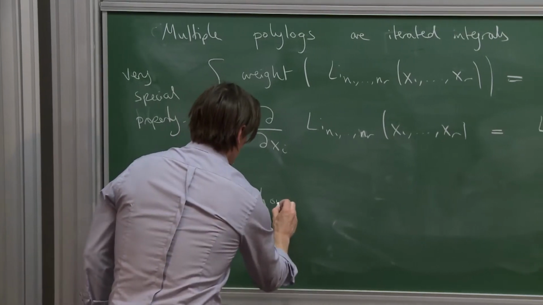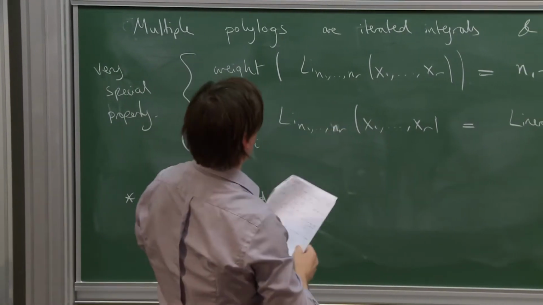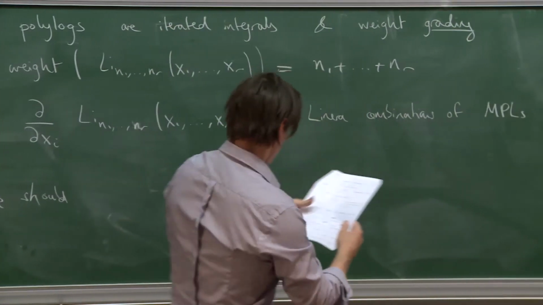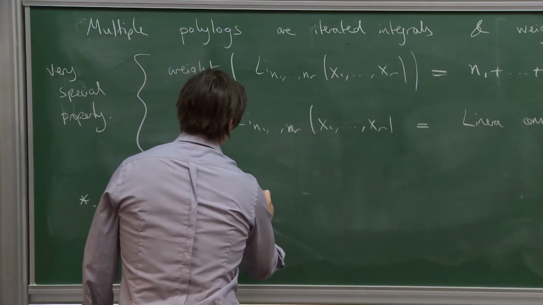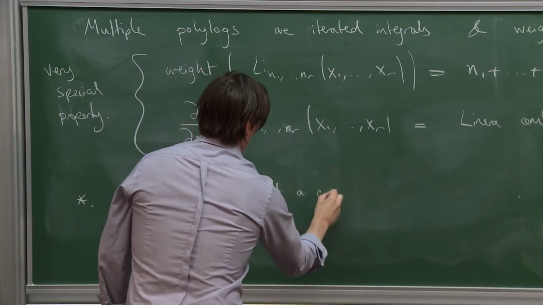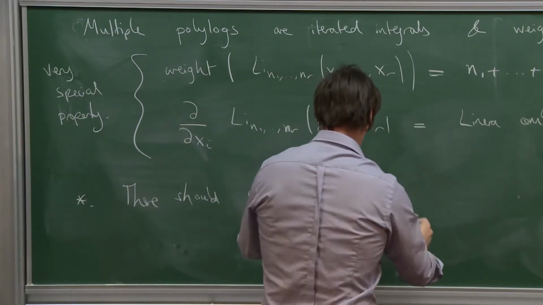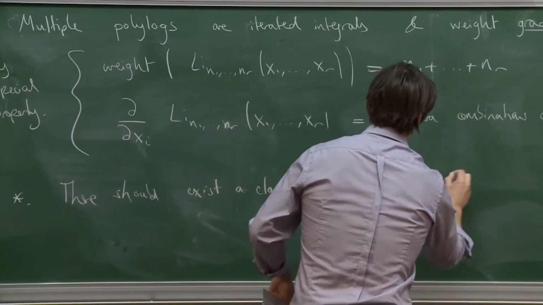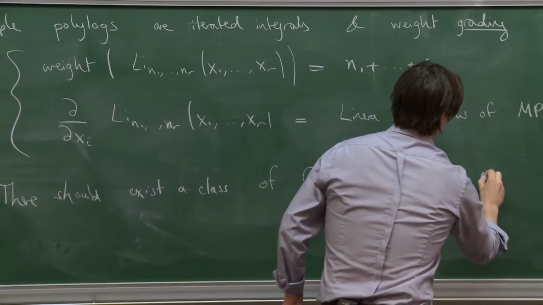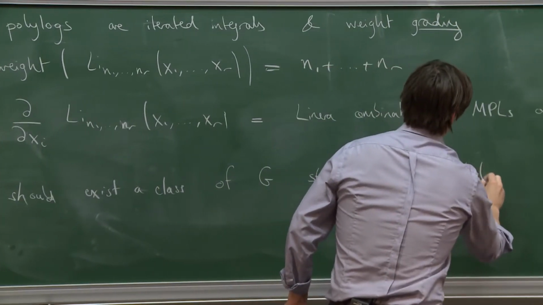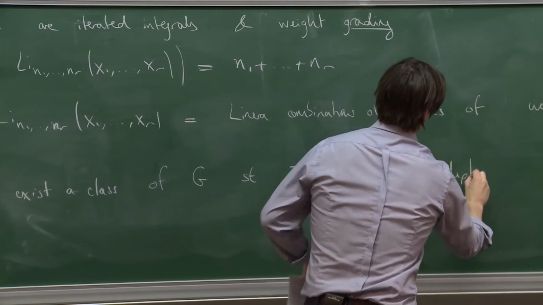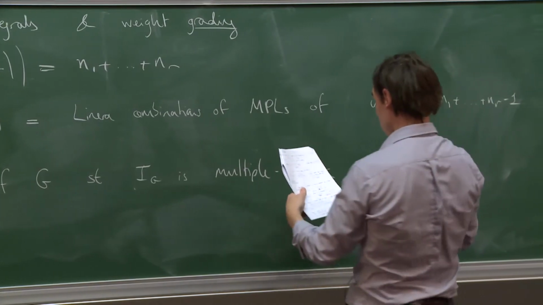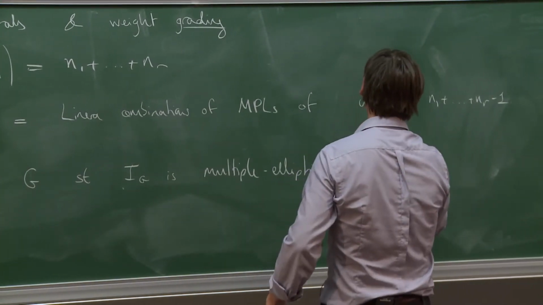There should exist a well-defined class that we understand, infinite families of graphs of this type. Beyond that, there should exist a class of multiple elliptic type, such that IG is multiple elliptic. So this is a sort of nascent theory. There are one or two papers defining what such functions are. This is not known, it's not been worked out at all.